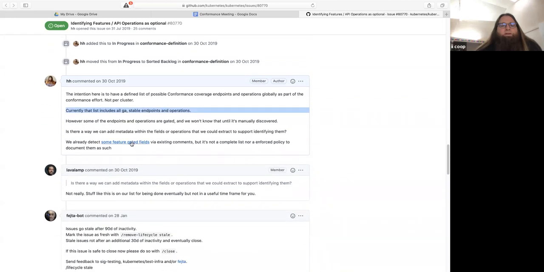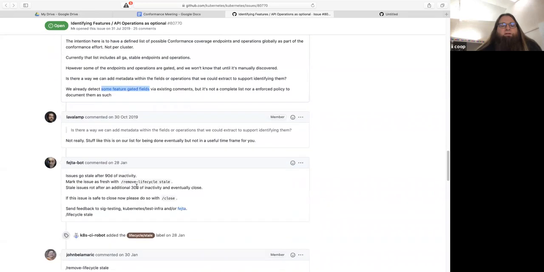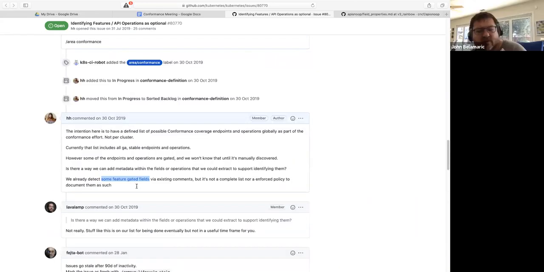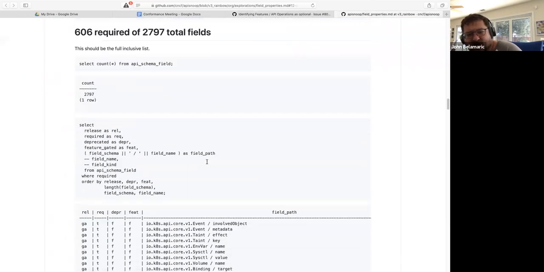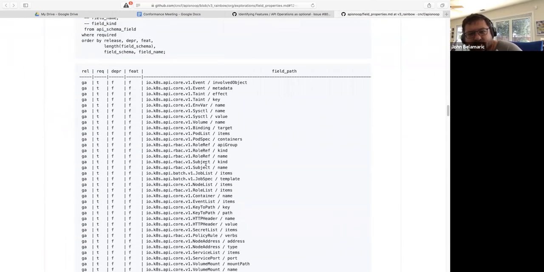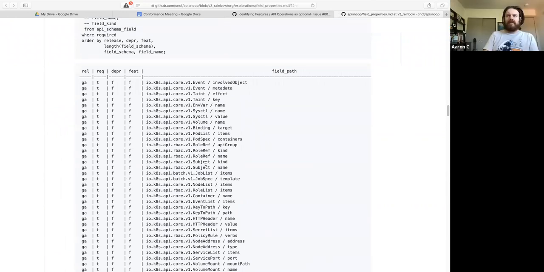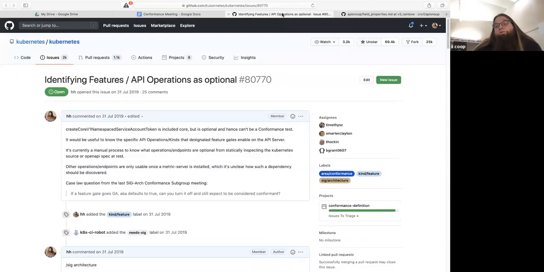This was some older work we did to try to figure out which fields were gated or not. I mean, typically, feature gates are eliminated when something goes GA. So, is this controlling the presence of a field or the presence of an endpoint? The endpoint's there, as far as... Aaron, I think it controls the presence of the operation or the endpoint.